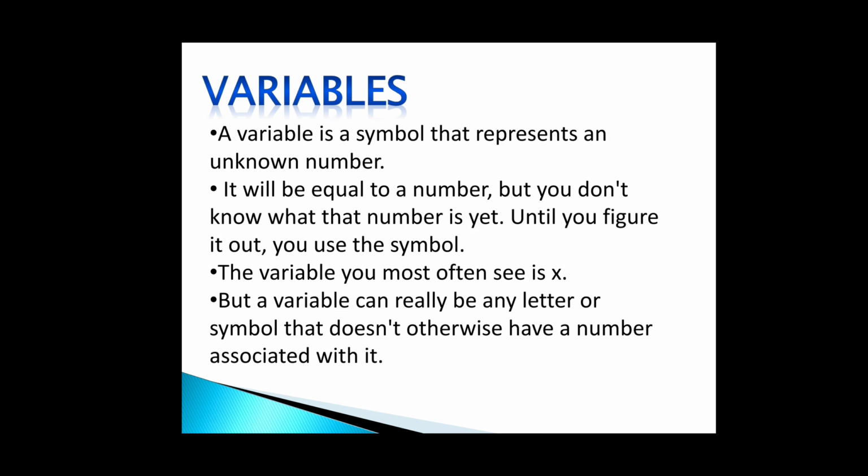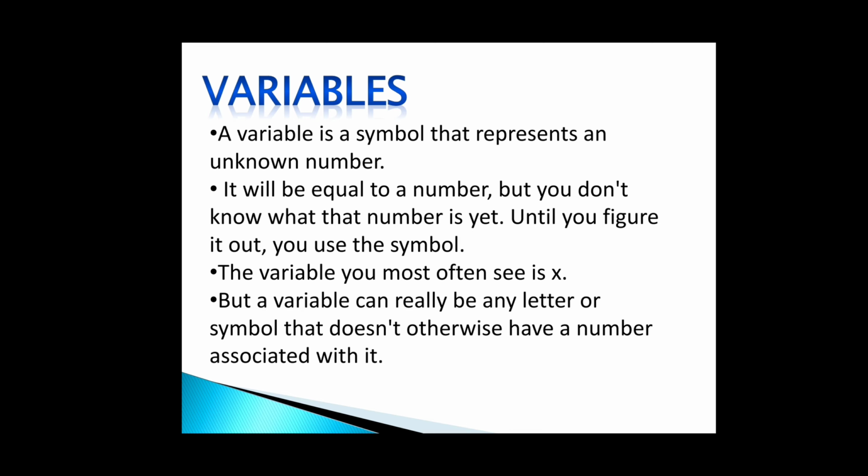Now, what are variables? A variable is a symbol that represents an unknown number. Okay, so if I take x, it can take any value. x can take the value of 2, x can take the value of 3, x can take the value of 4. So whatever value I put for x, it takes that particular value. That means x varies. So therefore a variable is a symbol that represents an unknown number. We do not know what number it is. So that represents an unknown number. It will be equal to a number, but you do not know what that number is yet. Until you figure it out, you use the symbol.